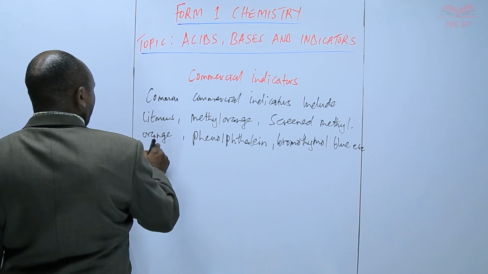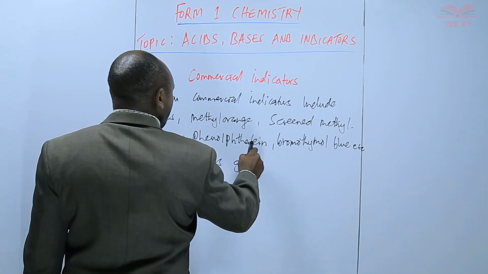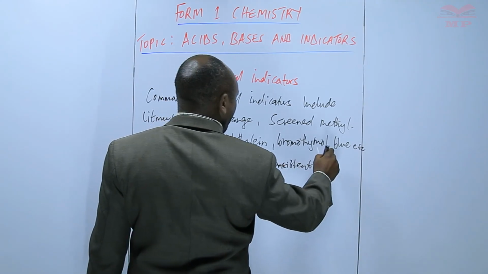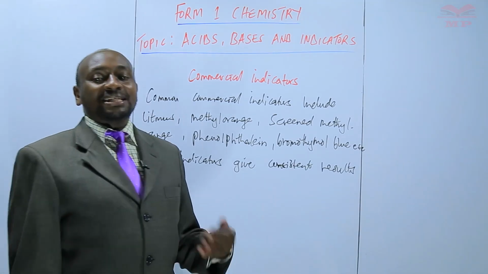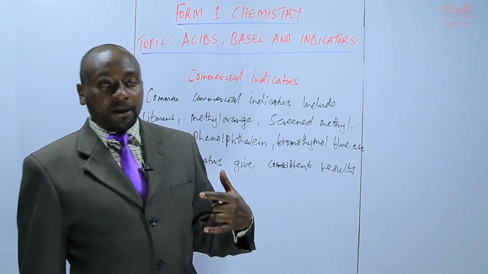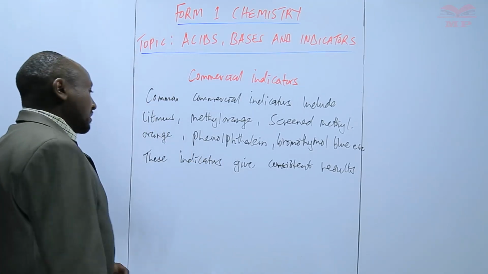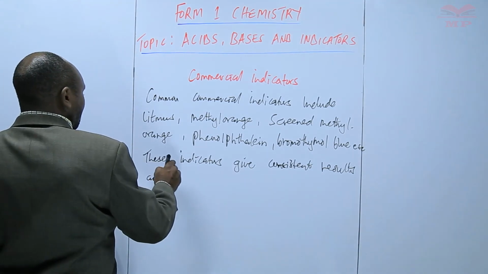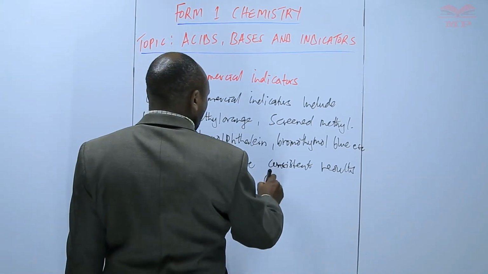We can first of all say that these indicators give consistent results. They cannot give you results today and then tomorrow give results that are different. They have to be consistent. That's why they are more recommended as compared to the simple ones obtained from plants. These are basically the ones that we use. They give consistent results and can be stored for future use.